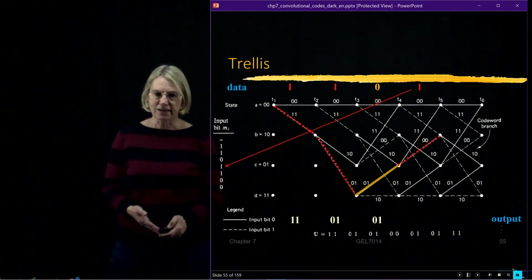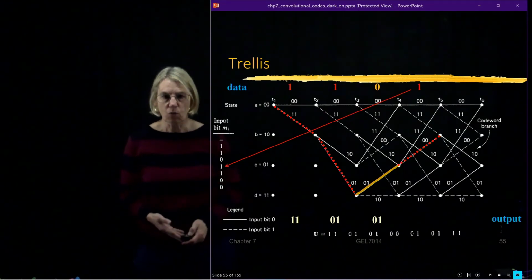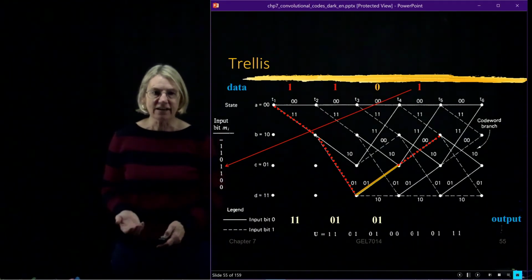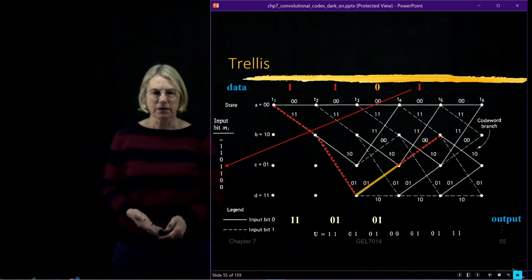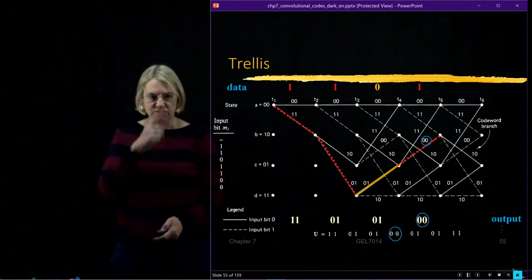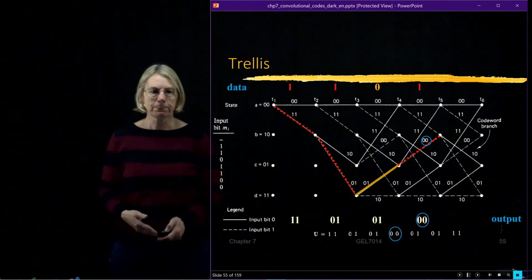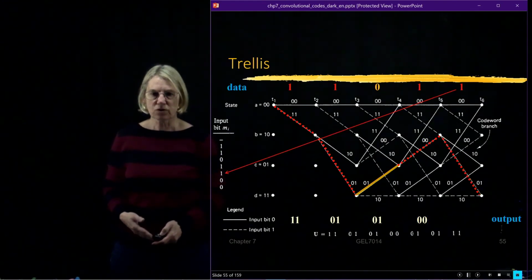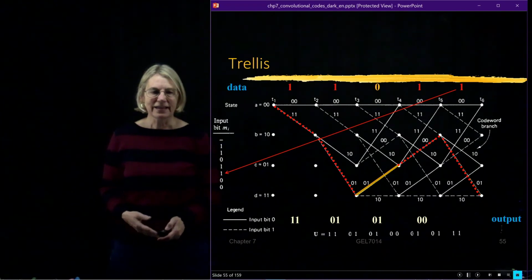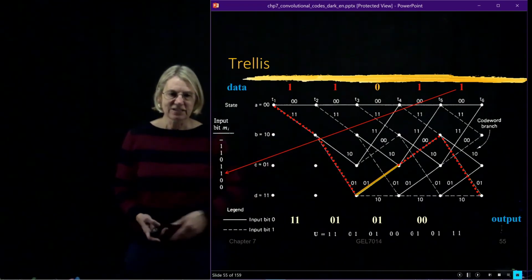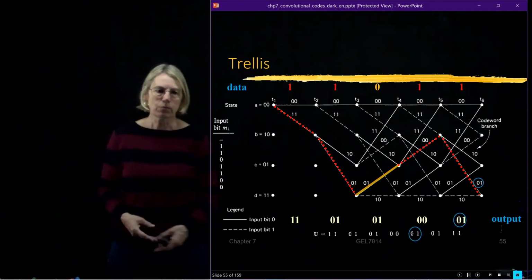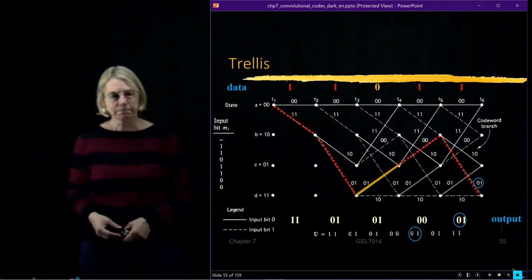I'm at state C. I now have an input of 1. So I follow the dotted line and that takes me to state B, and along the way I output code word 0, 0. I'm at state B. The next bit in is a 1, and now I transition down to state D and output the last code word along the way.